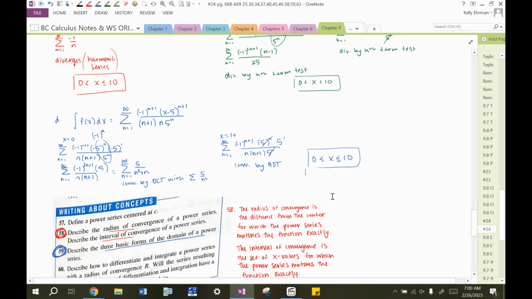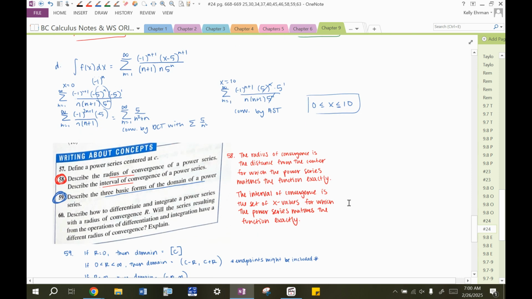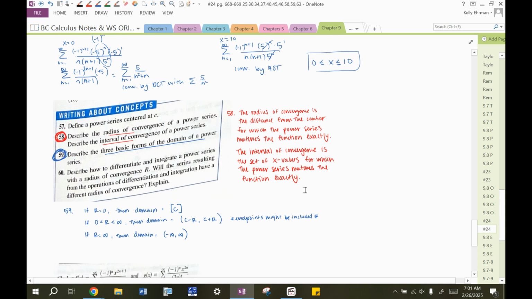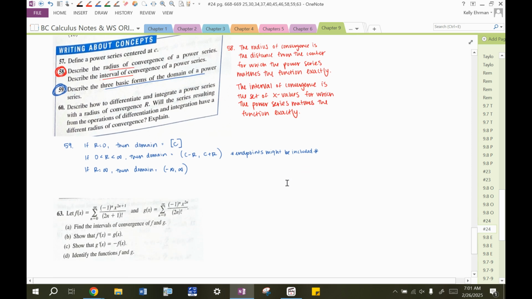All right, now our last couple here, I kept my answers for. 58 just says describe the radius of convergence and the interval of convergence. So the radius is the distance from the center for which the power series will match the function exactly. Meaning if you have a radius of 1, you can stray up to 1 unit from the center, and whatever you plug into your power series with infinite terms, that will be exactly the function value. And the interval of convergence is the actual set of x values for which that's true, where the function matches the power series value with infinitely many terms.